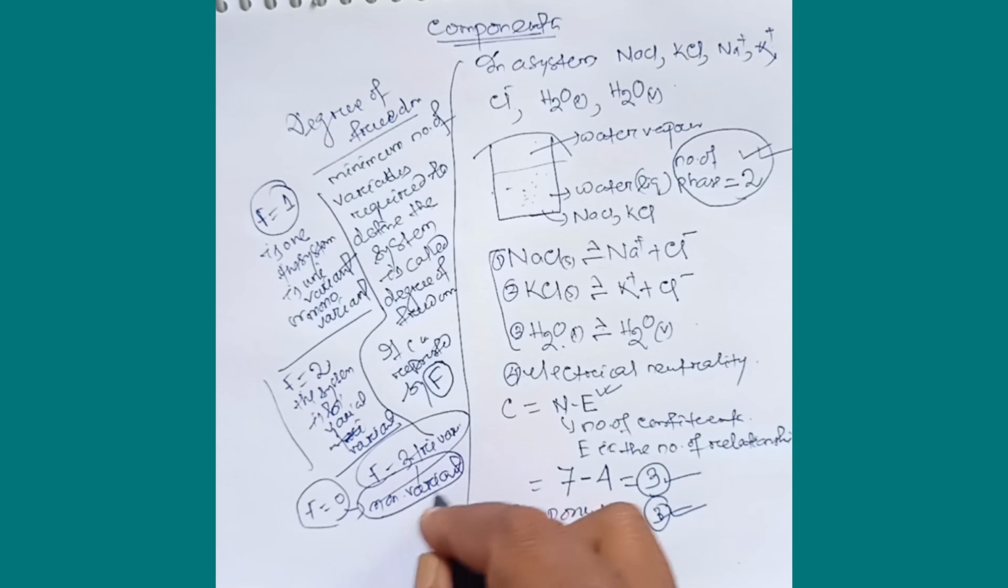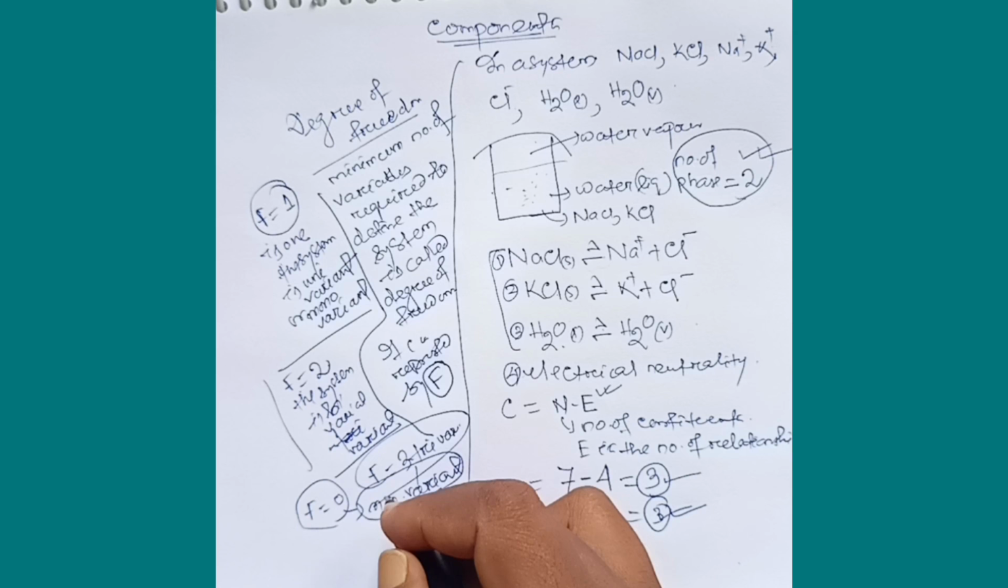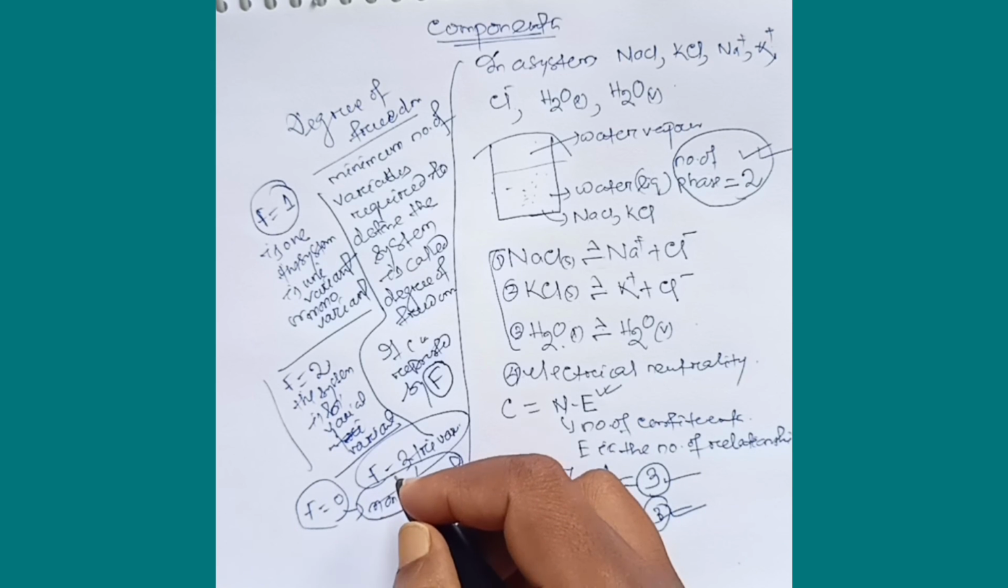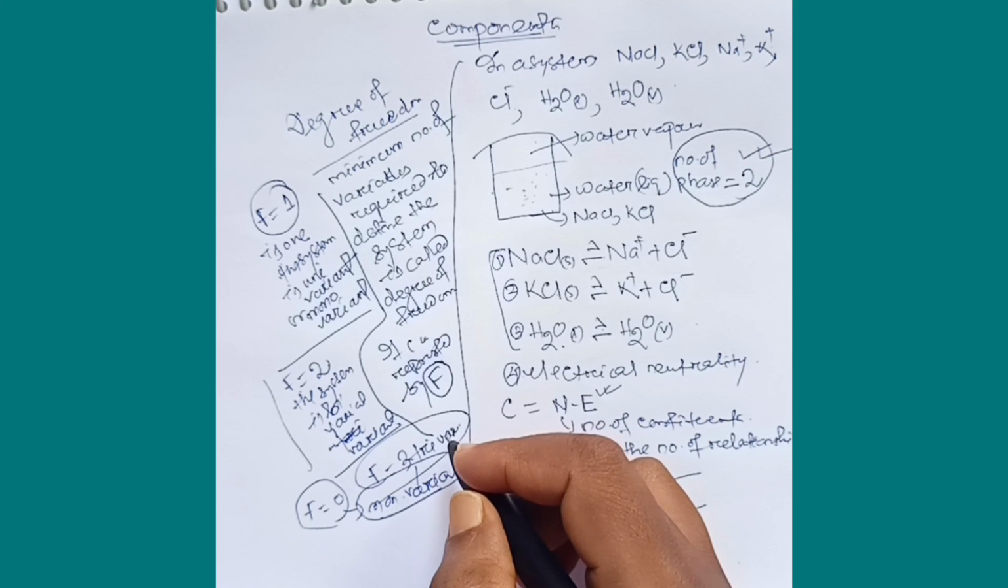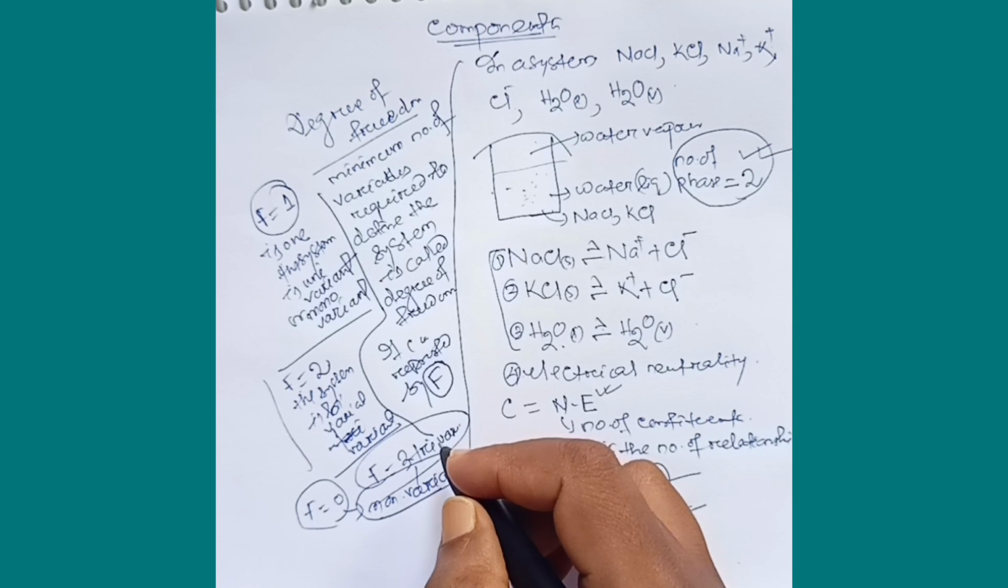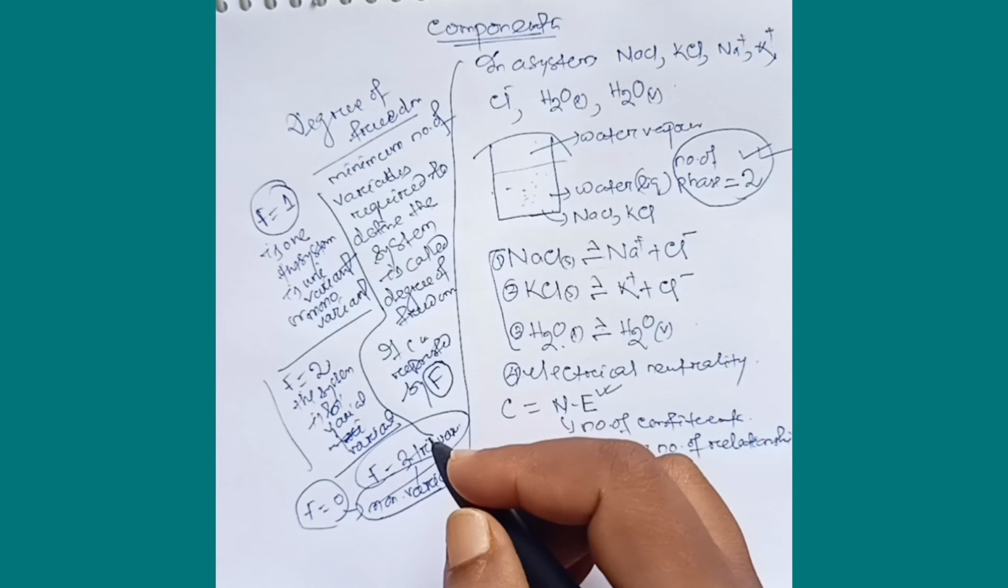That means it is not dependent upon any variables. So in this class we have discussed something about the components and a little bit about the degree of freedom. In the next class we will thoroughly discuss the degree of freedom with some examples. So that's all for this class.